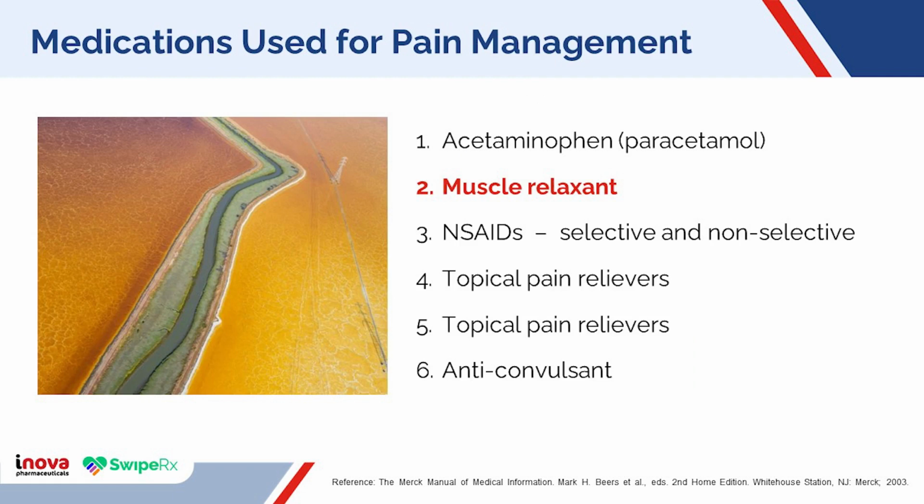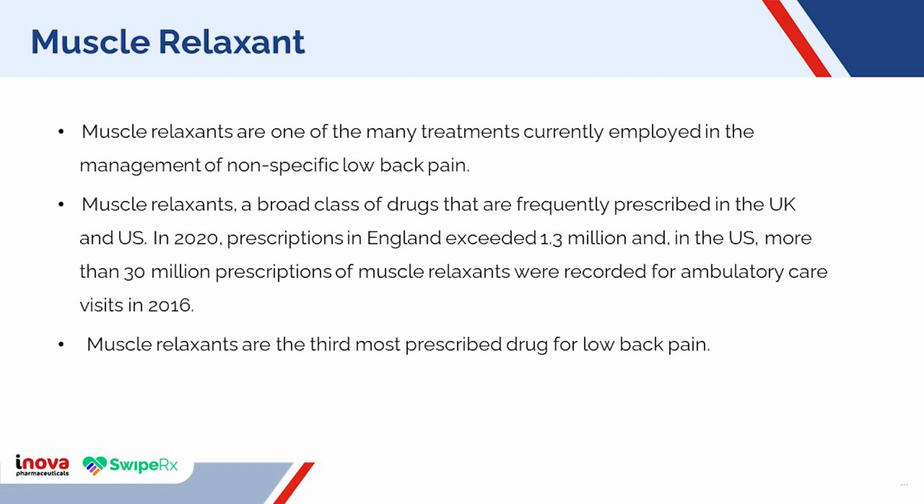The next slide, please. So muscle relaxants are the third most common type of medicine prescribed for low back pain, not just in Malaysia, but all around the world. It is one of the main treatments employed in the management of non-specific low back pain. It is a broad class of drugs. It is frequently prescribed in the UK and the US. It has exceeded 1.3 million prescriptions in the UK, and also 30 million prescriptions of muscle relaxants were recorded for low back pain in the US in 2016.